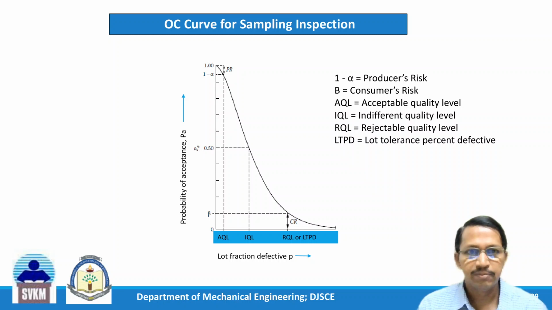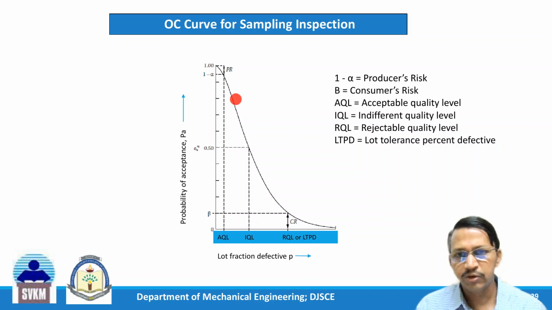This is an important parameter for this OC curve, and this curve gives you the representation of probability of acceptance for a particular fraction defective. It is usually of 3 types. Either it is a hypergeometric distribution, or a binomial distribution, or a Poisson distribution. So based on the nature of the data, any of these 3 can be used.